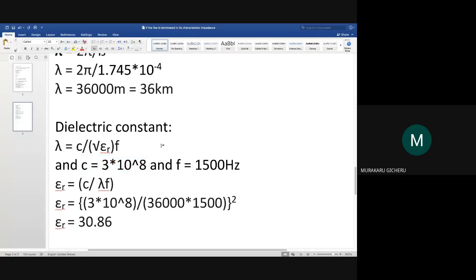C is a constant, the speed of light. And F, we're given in the question, is 1500 hertz. This is supposed to be squared. So if you make ER, the relative epsilon r, the subject, you get it is C divided by lambda F squared. So you just plug in your values of C, lambda, and F, and you get ER is approximately 30.86.